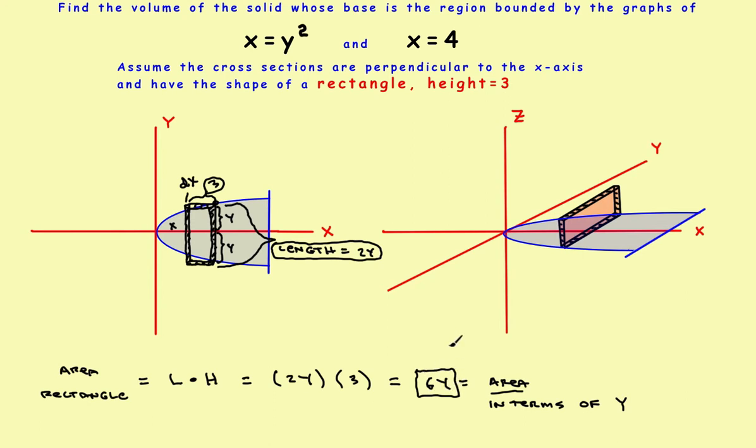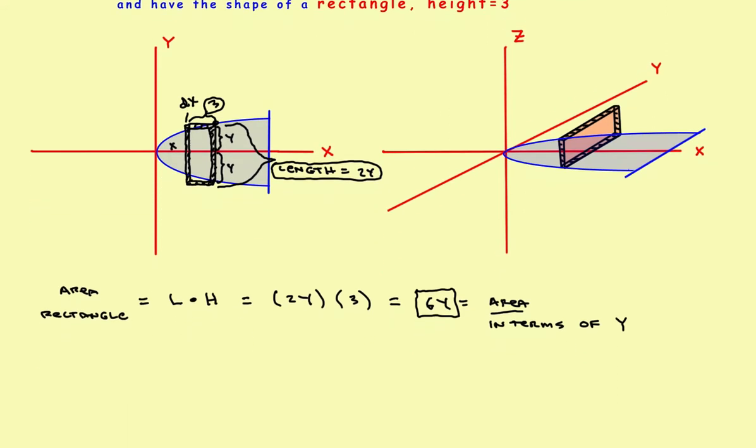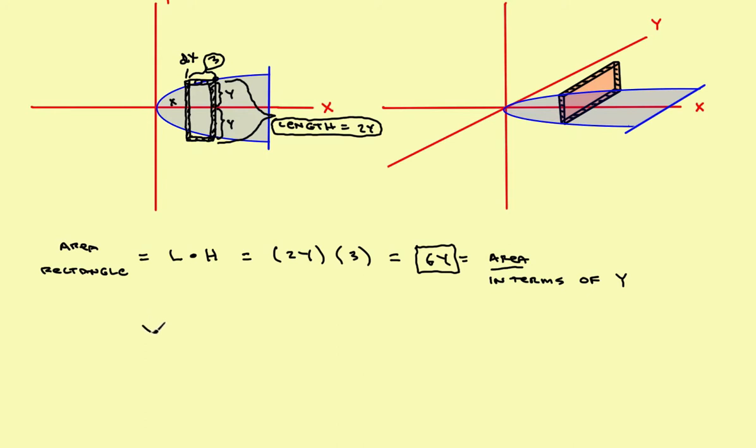To change it in terms of x, come back up to your boundary conditions, and you need something that relates x to y. Use this boundary condition of x equals y squared. Starting with x equals y squared, take the square root of both sides, and you have the square root of x equals y. So now you know y is equal to the square root of x. Go back to this equation and replace y with the square root of x. That gives you 6 times the square root of x.